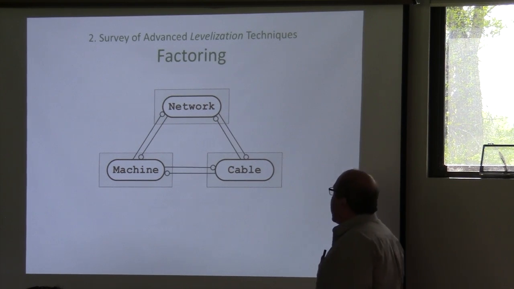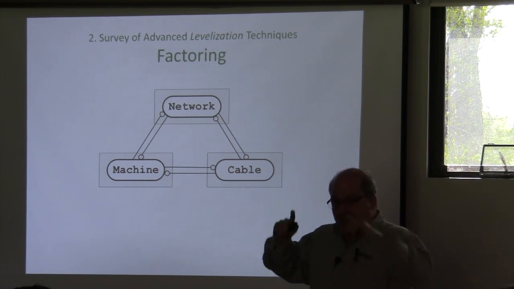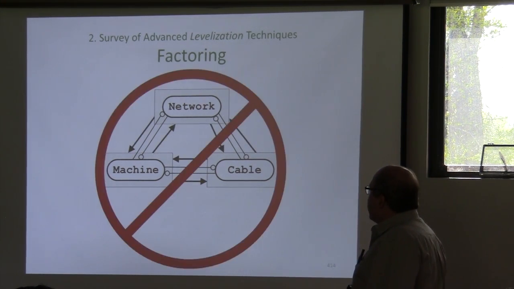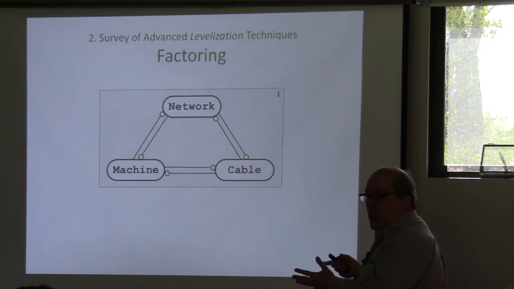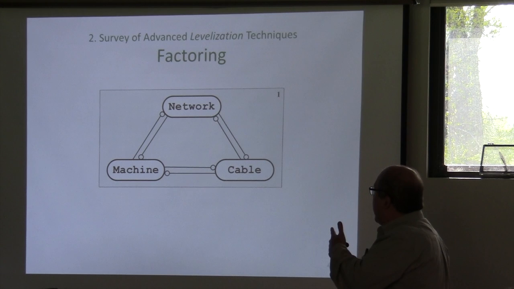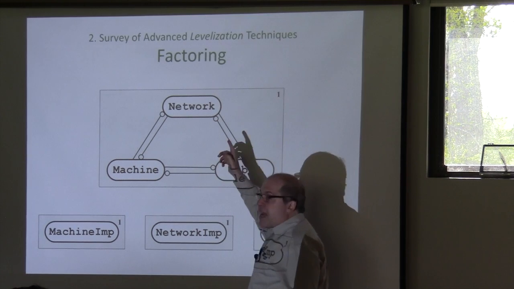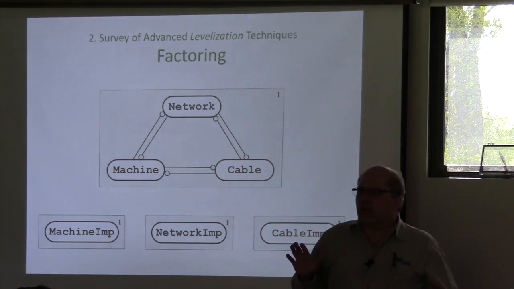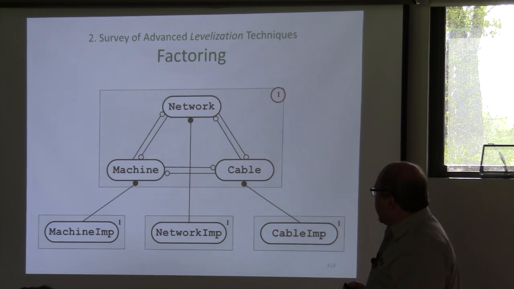Suppose I have a network, machine, and cable, and it's given to me as a cycle. I don't have a choice. That's in the specification. But it's too much for me to test as one big thing. What I can do is, first thing I have to do is put it in one component because I'm not allowed to do that. That's no good. So I put it in one component, and then I say, let me see what I can pull out of cable and machine and network that are just local implementation complexity. Pull that down here. Now I have that.